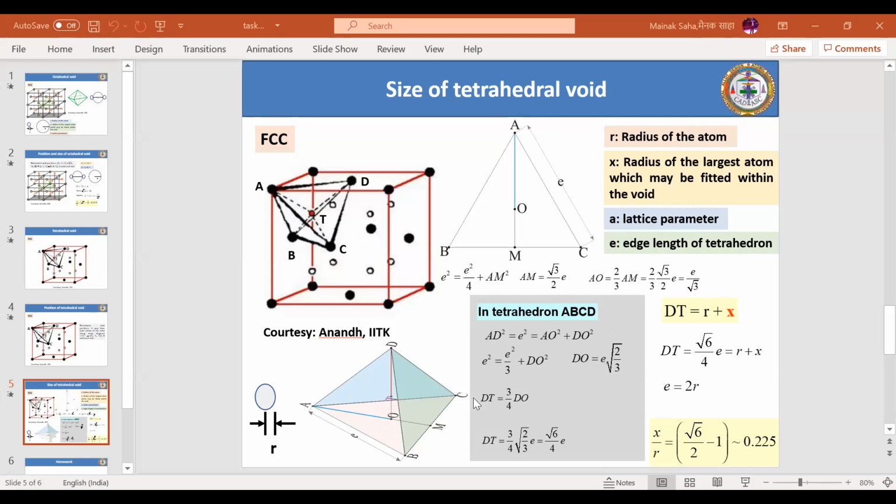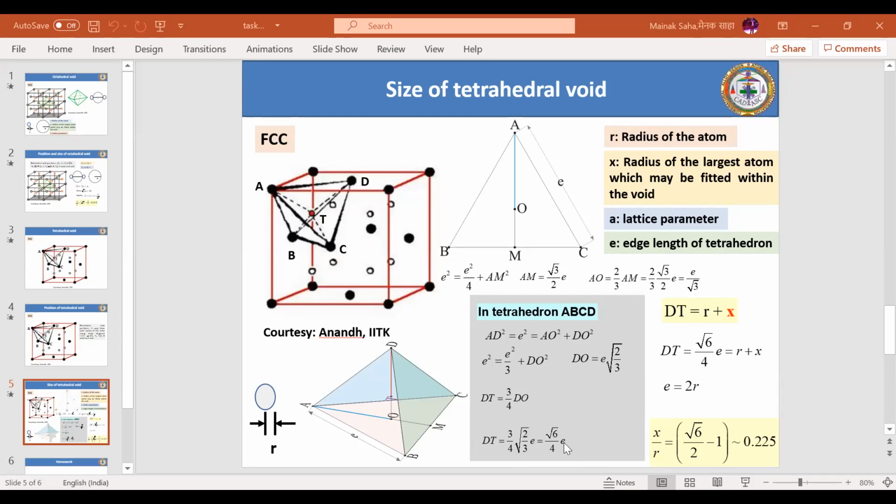So if you simplify this now, what is DT? This is a property of a tetrahedron. I'm not going that much into mathematics, but DT is equal to 3 by 4 of DO. Okay, so this is the geometry. So DT is equal to 3 by 4 of the DO. So DT will be what? Root 6 by 4 E, right?